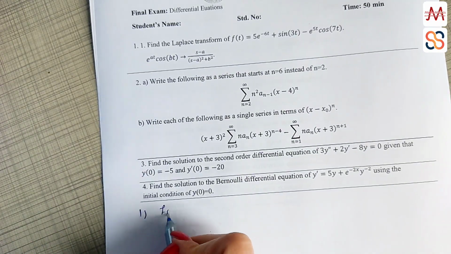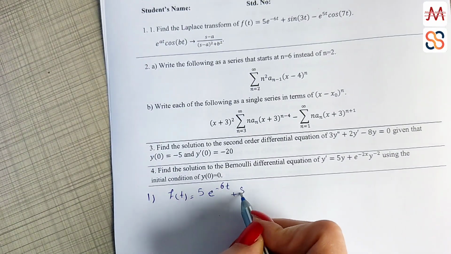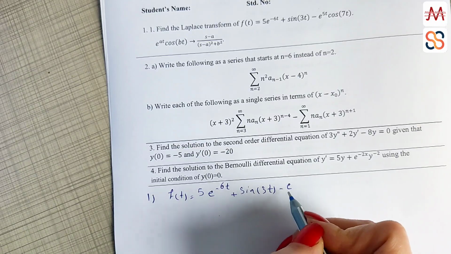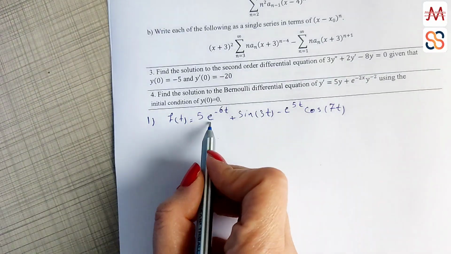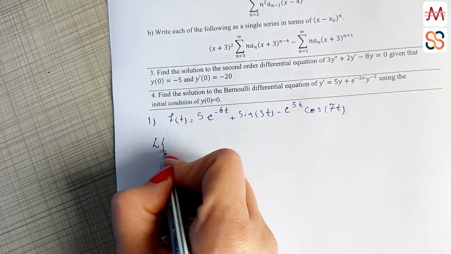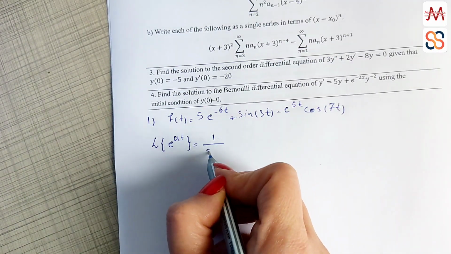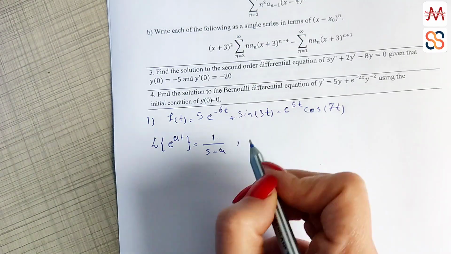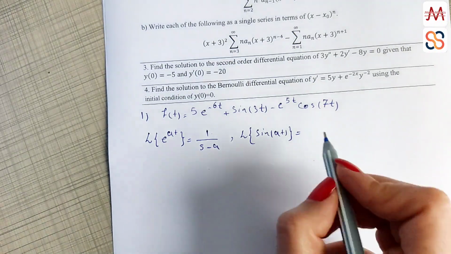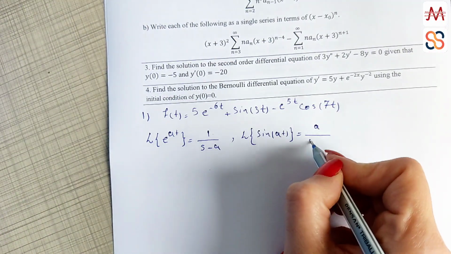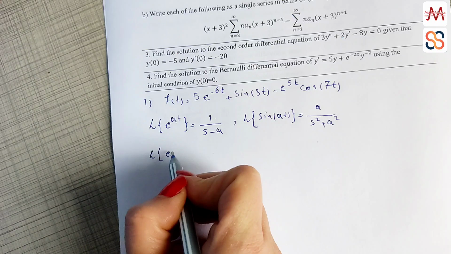The function is f of t equals 5 times e to the power of minus 6t plus sine 3t minus e to the power of 5t cosine 7t. We know that the Laplace transform of e to the power of at is 1 over s minus a, and the Laplace transform of sine at is a over s squared plus a squared. The Laplace transform of the last term had been given.